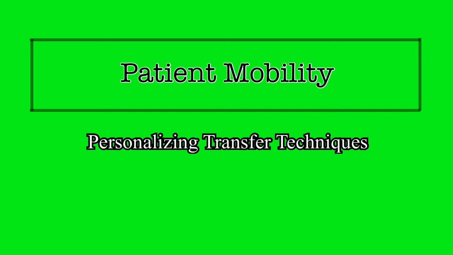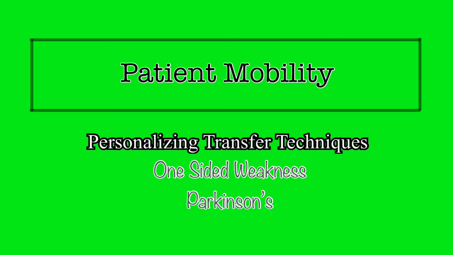In previous videos, transfer techniques from moving a patient from a bed to chair, chair to bed, sit to stand, and squat pivot transfers have been explained and demonstrated, and those are great for a patient that shows some general weakness. But how can we personalize these same techniques if the patient has one-sided weakness from a stroke, or weakness associated with MS or Parkinson's, and how can we safely transfer a patient with an amputated leg?